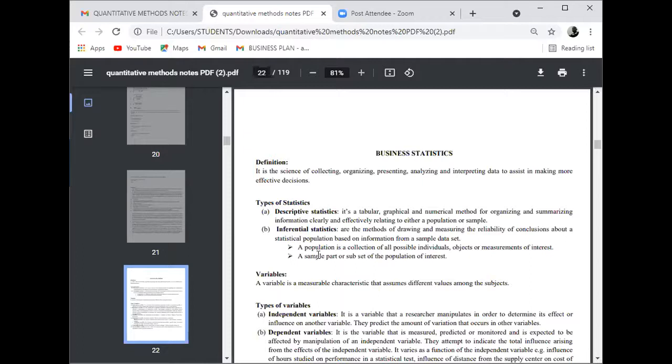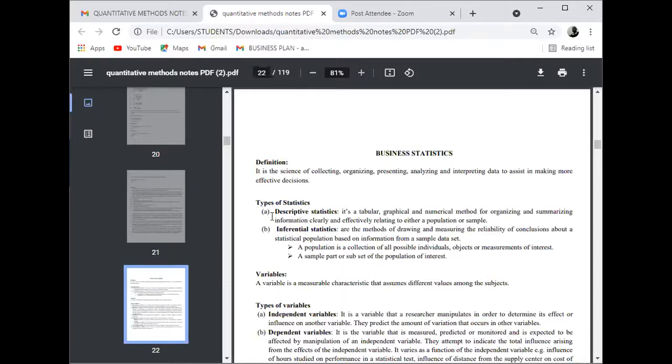So for example, if I'm conducting some statistics to do with the CHRM students, I go there and I find maybe in CHRM there are 800 students, but I find it very hard to find all the 800 students. Maybe I want to know the mean age, or the average age, of the CHRM students.